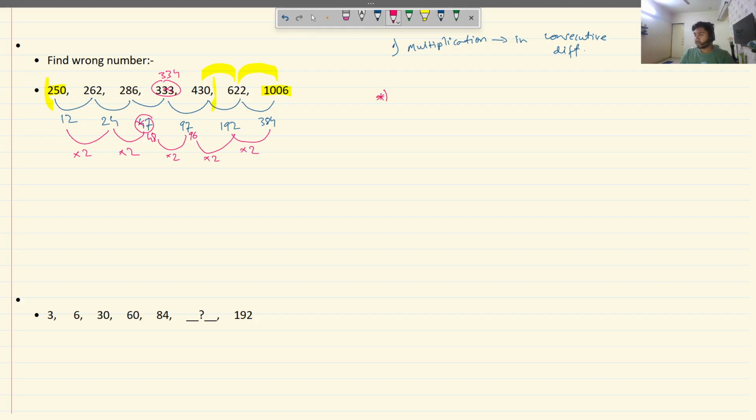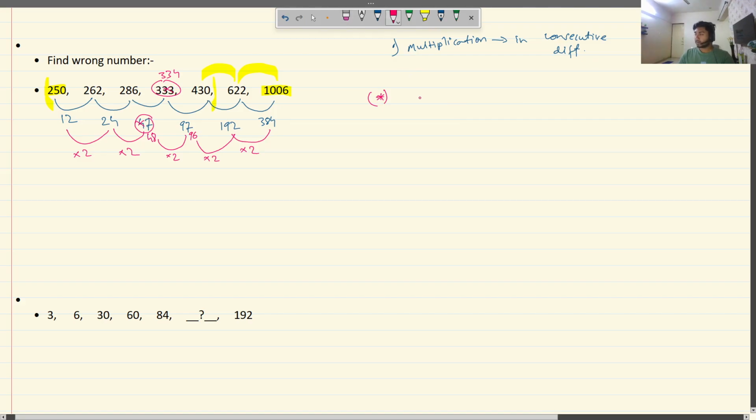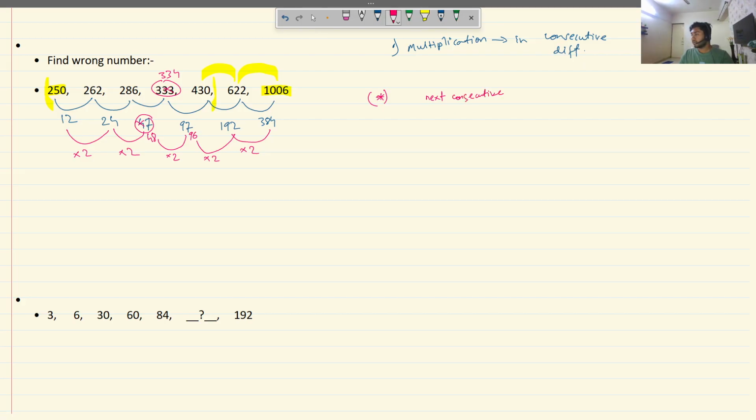So here, what logic played out? The consecutive difference getting multiplied by some integer n, or I should say the logic is: next consecutive difference is equal to previous consecutive difference multiplied by some integer.